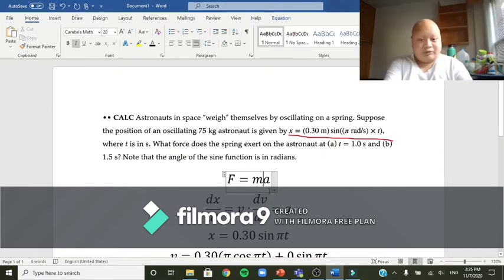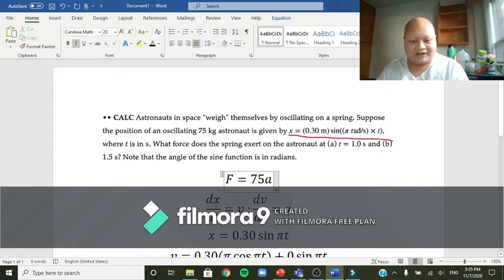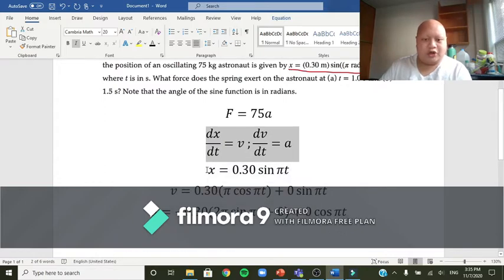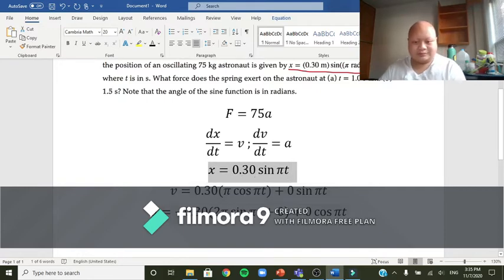So we are given the mass, which is 75 kilograms, but we are not given acceleration. But we are given a position. If you remember your calculus, the derivative of position is velocity, and the derivative of velocity would be acceleration, as depicted here. To simplify this parenthetical conglomeration, I did it for you guys. So it's 0.30 sine pi t.